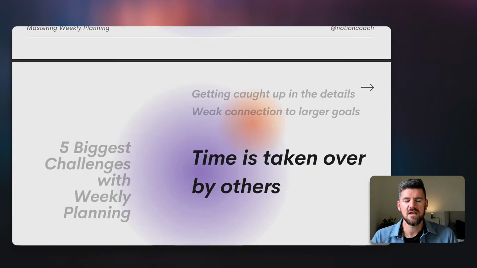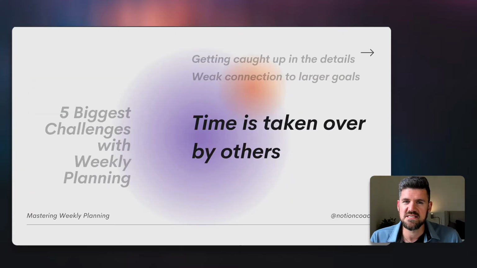The next one, this can be very difficult, especially if you have a family or a demanding job, but it's really about having control and agency over your time and blocking out areas for deep work or for creative work.